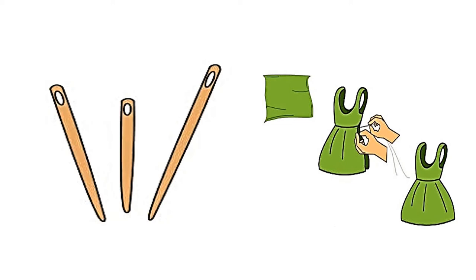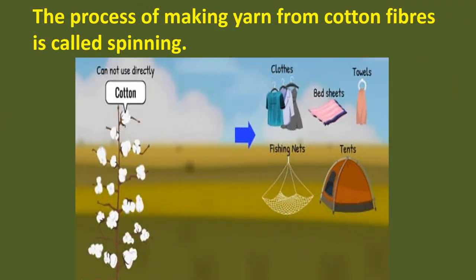Now let's discuss spinning cotton yarn. We have a variety of things made of cotton. For example, clothes, bed sheet, towel, fishing net, tent, etc. In order to make these things, we can't use cotton directly. It is because it is not enough to fulfill the requirement of strength. We need to convert cotton fibers into yarn. The process of making yarn from cotton fibers is called spinning.